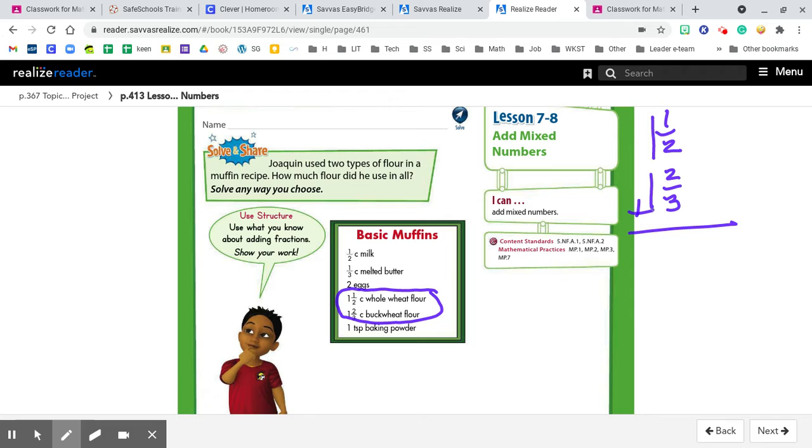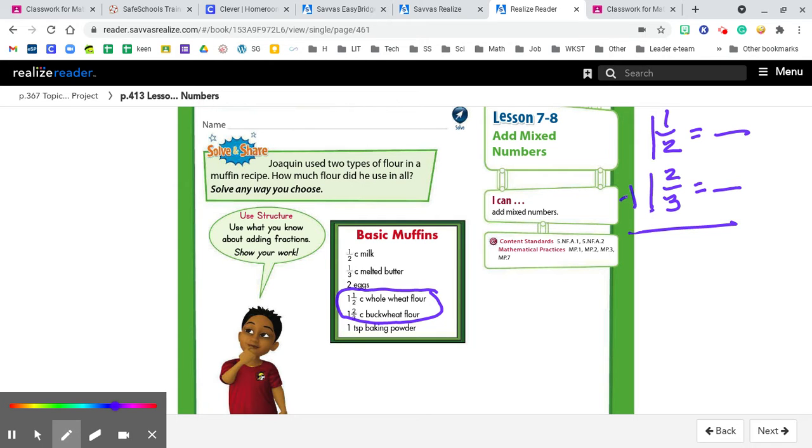Yes, 1 1/2, 1 2/3. Make sure I can see that. It's so tiny. All right, so I'm going to take a look at my denominators. They are different. So I'm going to have to, and one won't go into another, so I'm going to have to rename.